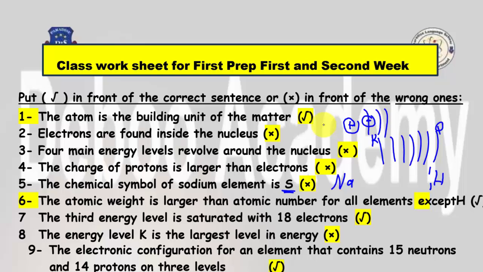The third energy level is saturated by 18 electrons, and this is also right according to the law 2n squared. So 2 times 3 squared equals 18 electrons. So this statement is right. The energy level K is the largest level in energy, and this is also wrong, because we begin with K. It is the lowest energy level in energy, and the highest one is Q.